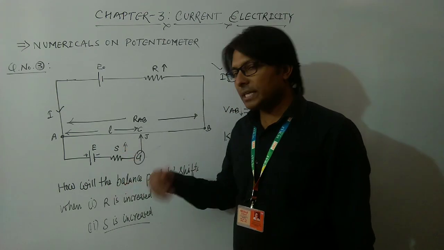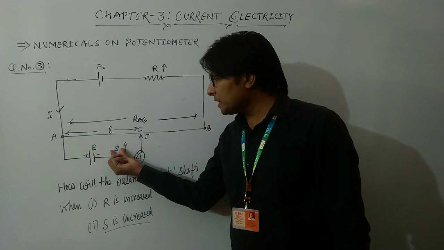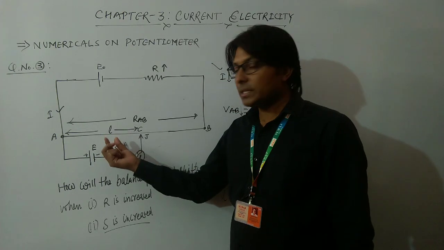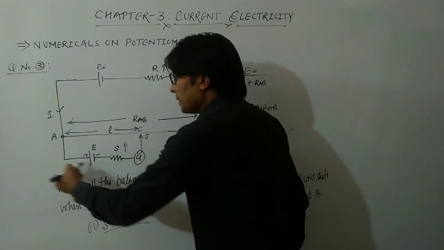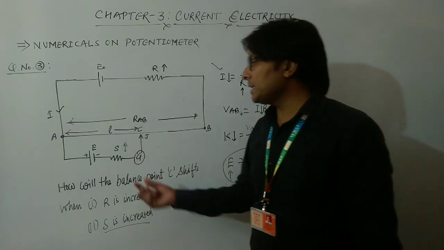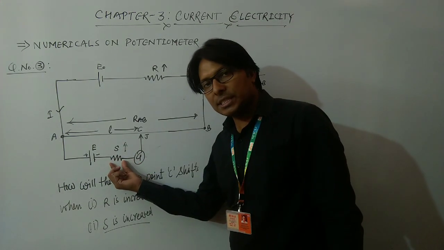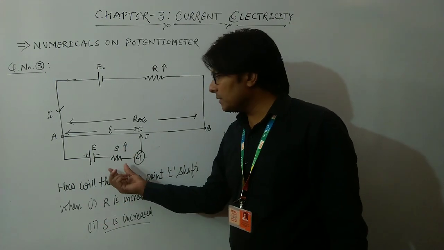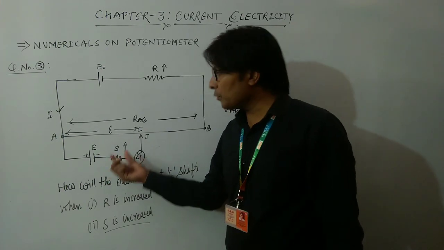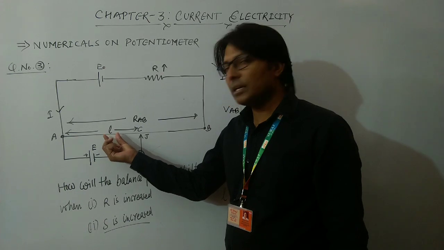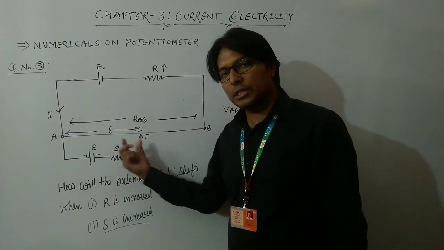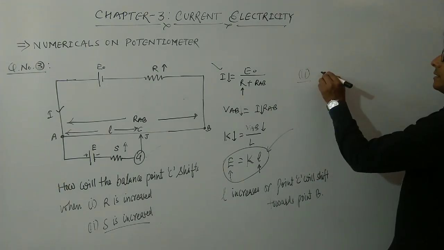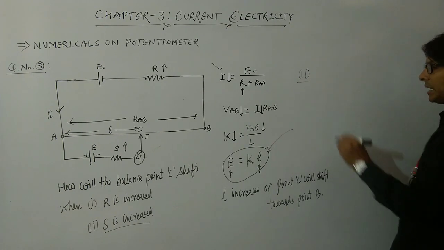So for the sake of balance point, there is no use of this resistance in the circuit, because at the balance length or at the balance point there is no current flowing through this loop, and if no current is flowing through this loop, then definitely there will be no voltage drop on this resistance, and therefore there is no significance of increase or decrease in the value of resistance, or we can say the balance length will not change on increase or decrease of this resistance. So the answer for the second part will be: balance point or balance length will remain as it is.